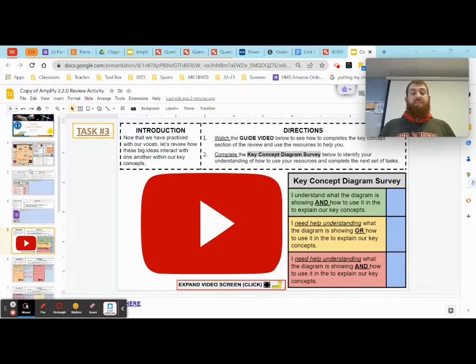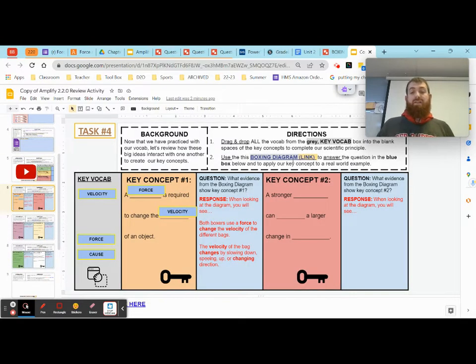concepts. So in the next set of tasks, you're going to be clicking on a boxing diagram link and using that to not only help you connect your key concepts to real life, but also to connect the main ideas of our key concepts to what you see in the diagram.